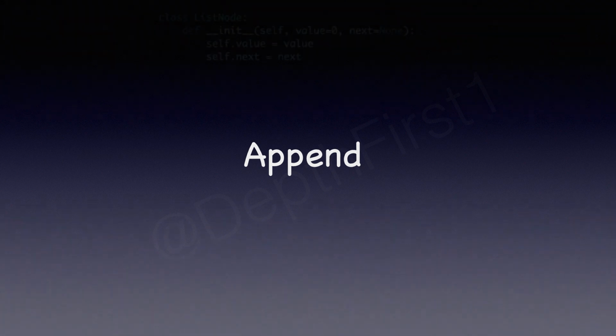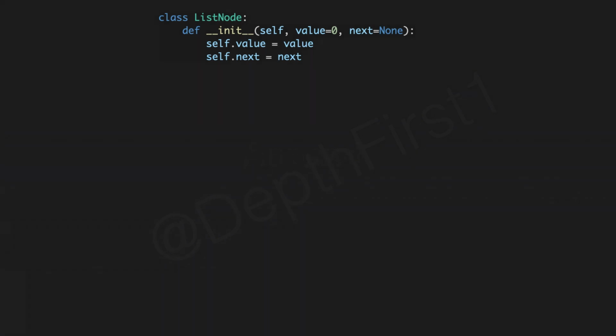Our first function to examine is append, which adds a new node to the list. We've already discussed the list node. Here is our implementation of a linked list class. The self.head attribute is initialized as None.